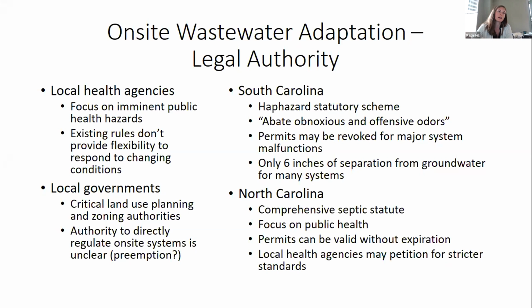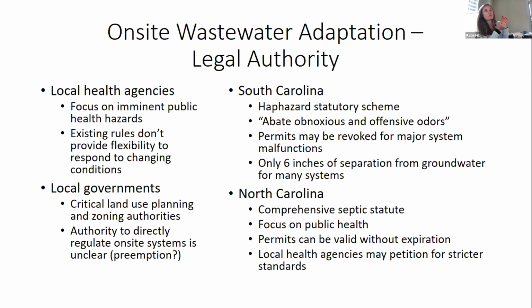But the rules that they operate under were by no means developed to consider changing conditions, particularly from sea level rise or climate change. And the rules focus on imminent public health hazards. So if there's poop on the surface of the ground because of your septic system, they're concerned about that. If there's no septic system and there's a straight pipe discharging poop into the water, they're concerned about that.